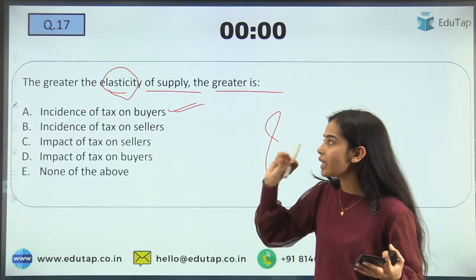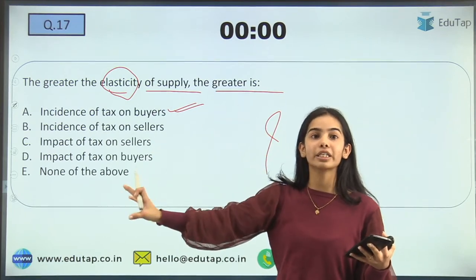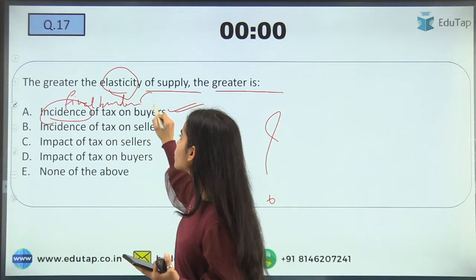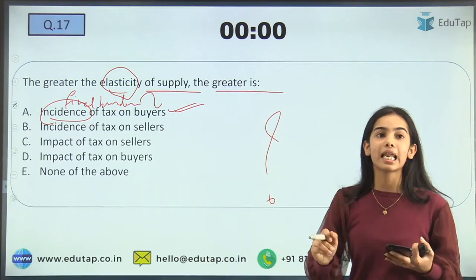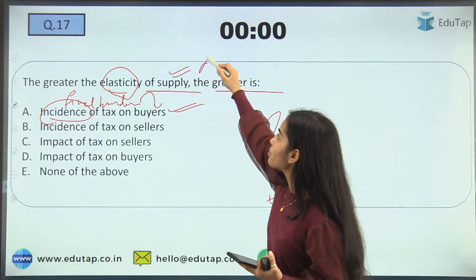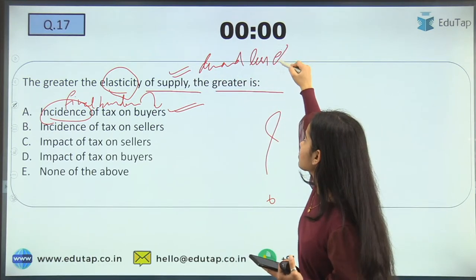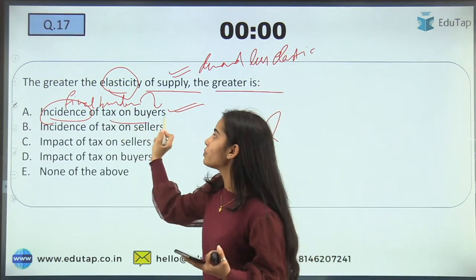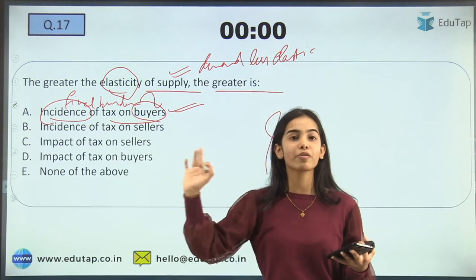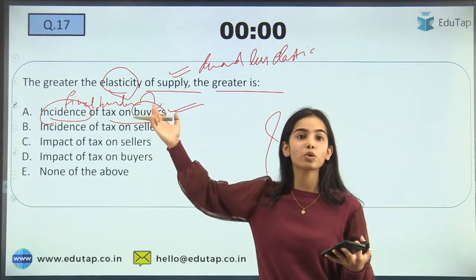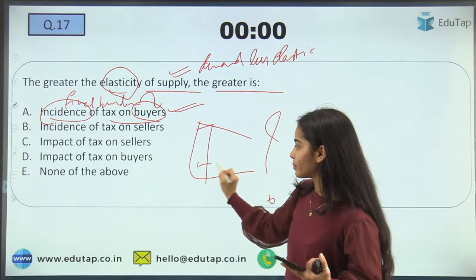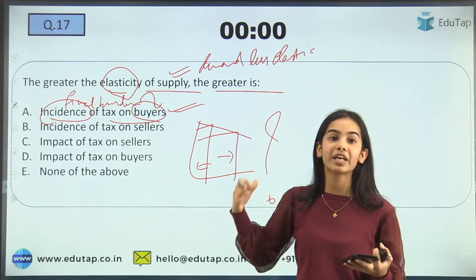I will not produce. So he will throw the incidence of the tax, the final burden of the tax, on the buyers who have less elastic demand. Okay, the greater the elasticity of supply means that the demand is less elastic, and that's why the final burden will be borne by the buyers, or the buyers will not get the product because the sellers will say they won't produce, because it is very easy for them to stop production, to decrease the supply or increase the supply. It is very easy for them.